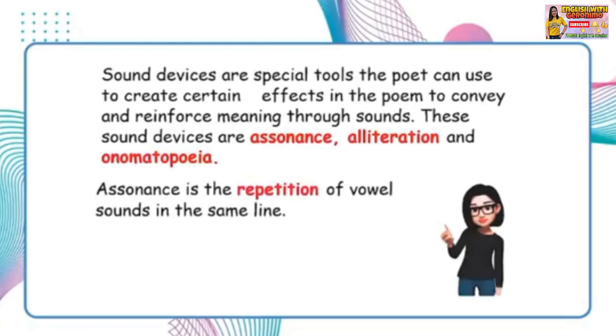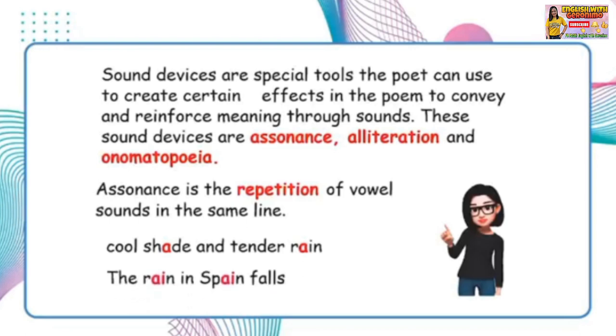Assonance is the repetition of vowel sounds in the same line. For example, cool shade and tender rain. Both shade and rain have the same long vowel sounds. Another example can be the rain in Spain falls. Vowel letters AI in rain and Spain have common sounds. So that's all for assonance.